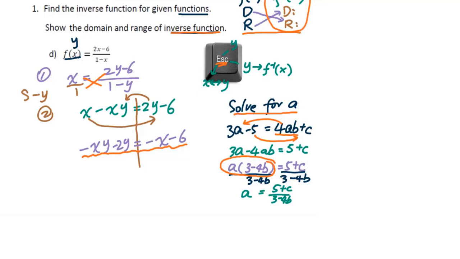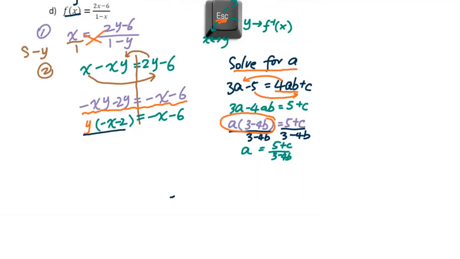Now let's go back to the inverse function part. For negative xy minus 2y, we know we factor out y for this part. You get y times (negative x minus 2) equals negative x minus 6. Then you divide both sides by negative x minus 2. We got y equals.